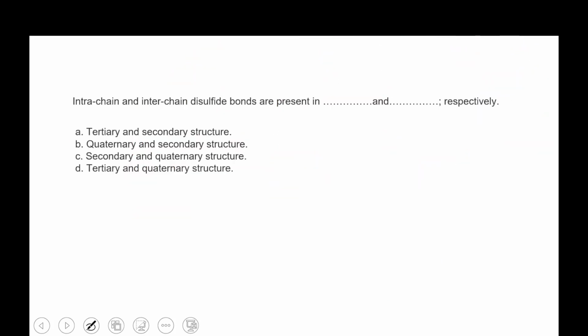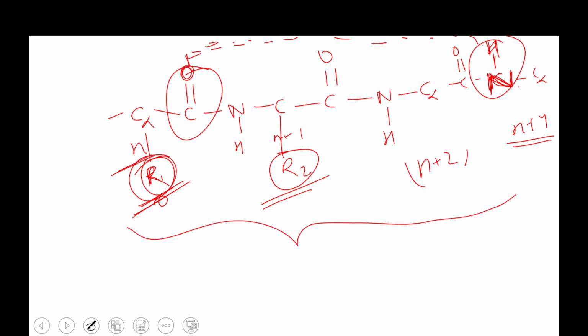Okay, let's move ahead. Now we have intra-chain and interchain disulfide bonds present in this and this respectively. It has been asked for disulfide bonds. We also have intra-chain and interchain hydrogen bonding in the secondary structure. For example, here the hydrogen bonding happens in the same polypeptide chain, so this is intra-chain. If two different chains are connected with each other by hydrogen bonding, that is interchain.